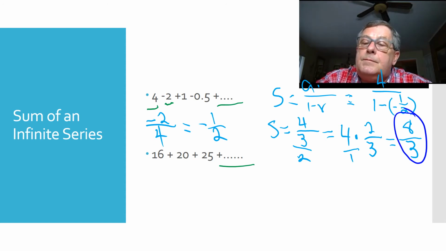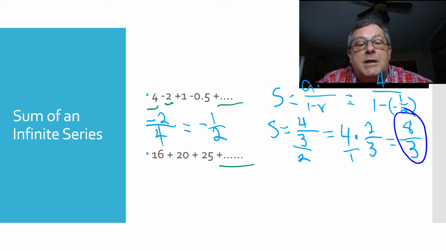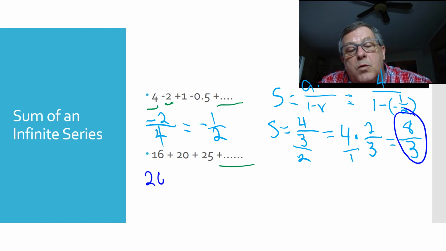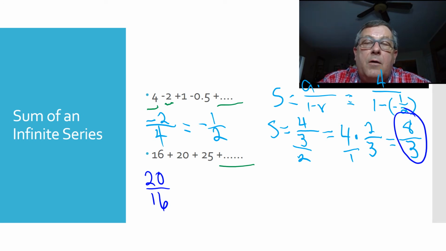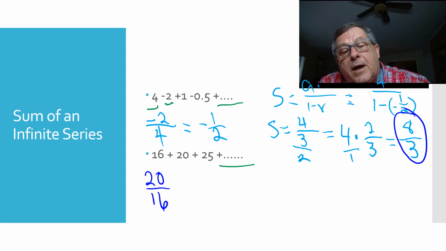Amazing. Now let's look at the second one. So here I've got an infinite series. I'm given 3 numbers. I've got 16 plus 20 plus 25. Everything's positive. I know my common ratio has got to be a positive number. Is it going to be greater than or equal to 1? Well, I can look at that and tell that's the case, but let's write it out. So I've got 20 over 16. Well, if I divide 20 by 16, I know it's going to be more than 1. And for this, that's all I really care about.